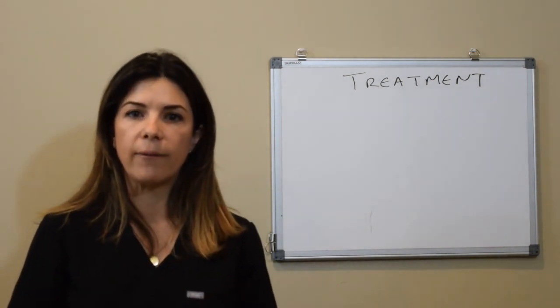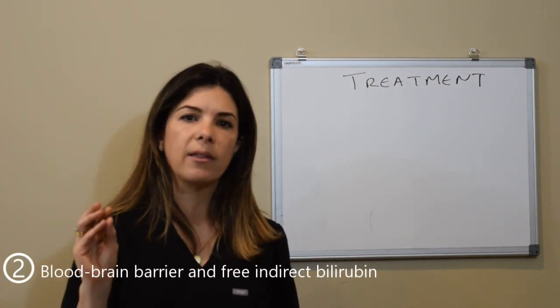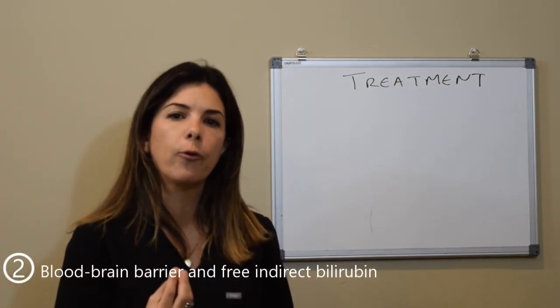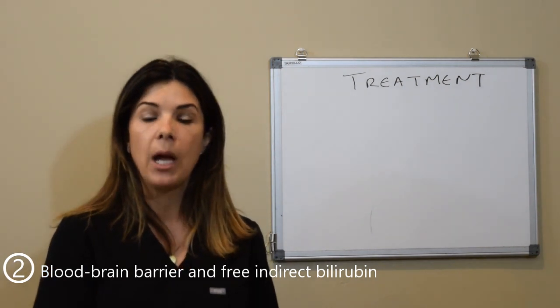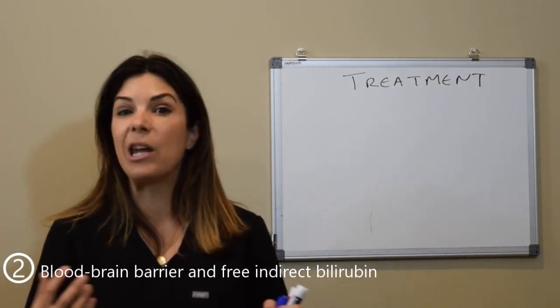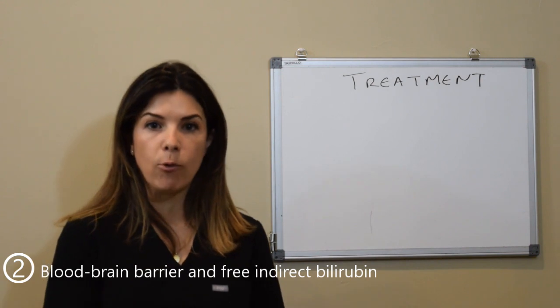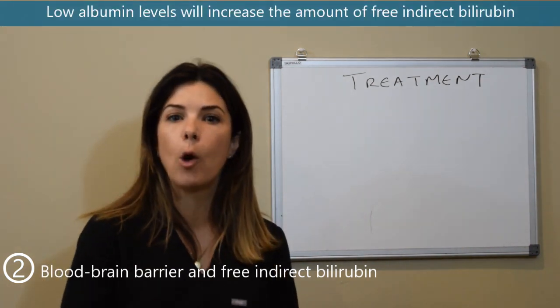The second thing that we have to consider is how strong is the blood-brain barrier and how much free indirect bilirubin do we have. So the things that could increase the indirect bilirubin that's free in the blood is a very low albumin level.